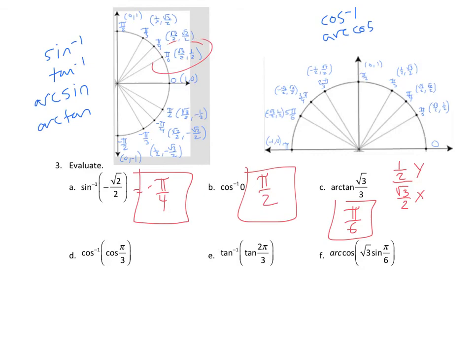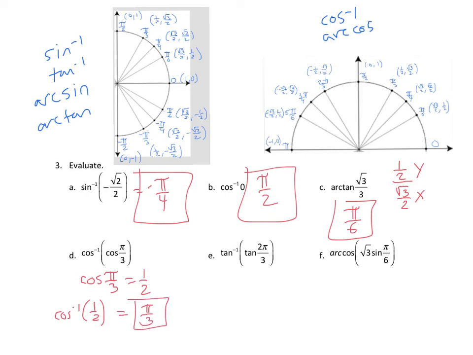In the next part, we're doing some multi-step evaluating, so combining evaluating the regular functions with evaluating inverse functions. In part D, first I would find cosine of pi over 3. Cosine of pi over 3 is 1/2, and then I'm going to do cosine inverse of 1/2. So now I'm asking myself which angle has a cosine value of 1/2, and that is pi over 3.